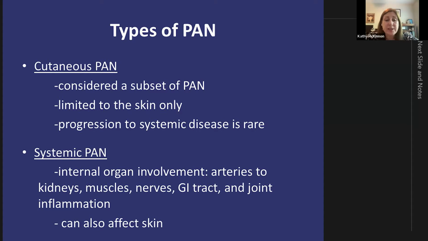And as the quiz touched on, there are different types of PAN. Cutaneous is considered a subset of PAN. It is limited to the skin only, and in most patients who have this, it's rare to progress to systemic PAN. When we talk about systemic, we mean that the whole body can be involved. It's typically internal organ involvement, one or more places, but it also can involve the skin as well.